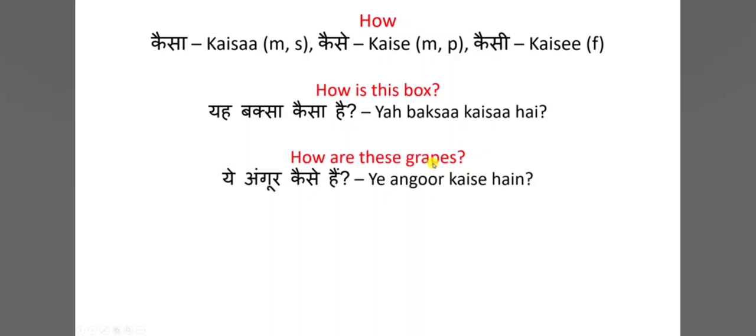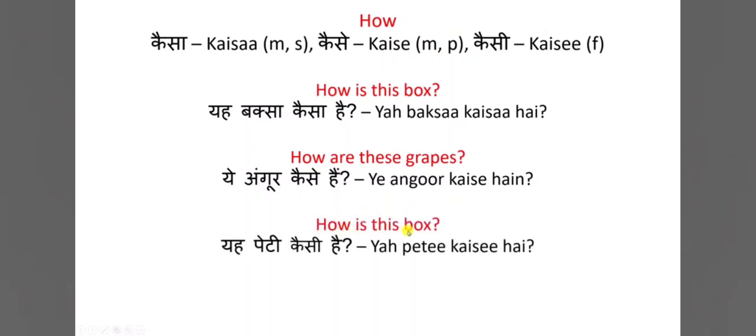How are these grapes? ये अंगूर कैसे हैं? ये is this, अंगूर is grapes, कैसे is how, हैं is are. Since grape is masculine and grapes is plural, with masculine plural nouns we use कैसे for how.